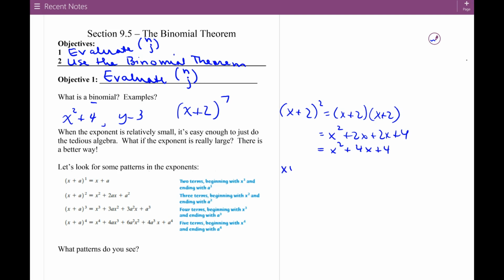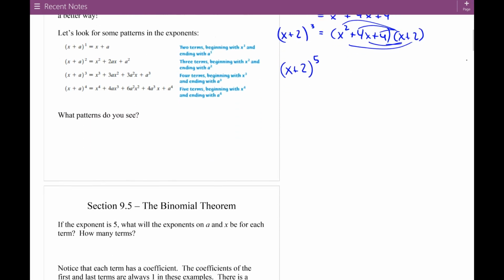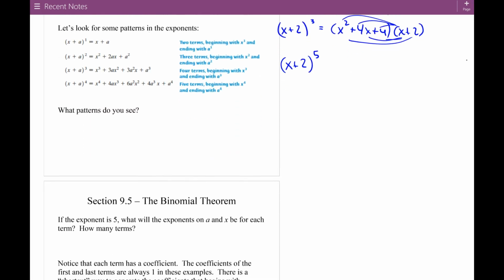But then if I want to do x plus 2 cubed, I have to take what I got from squaring it and multiply it again by x plus 2. Well, now that's starting to get to be kind of a lot of work. I have to distribute the x and distribute the 2 and combine my like terms. So I'd really like to find a better way to do this when I have, say, x plus 2 to the 5th, because now we're starting to get to a lot of polynomial multiplication. So let's look for some patterns. First, let's look for patterns in the exponents.